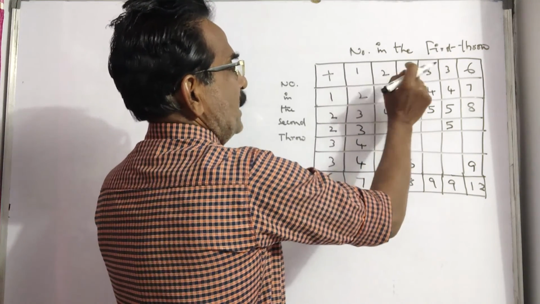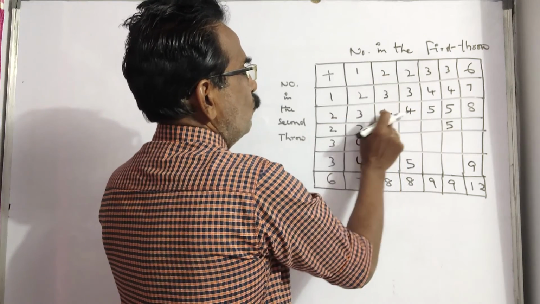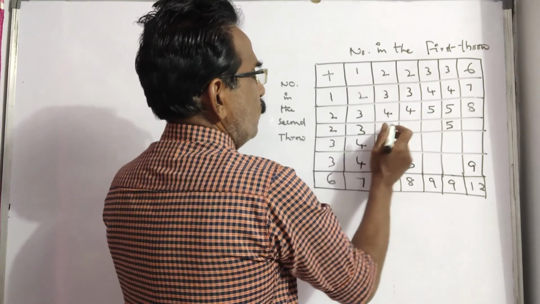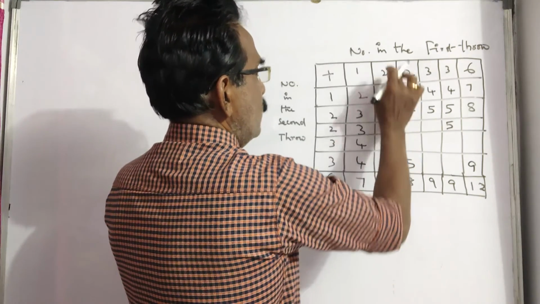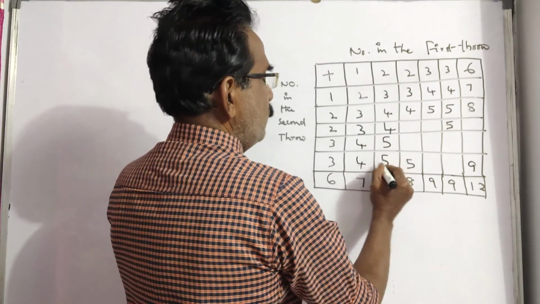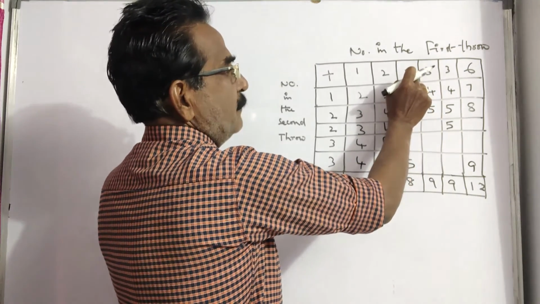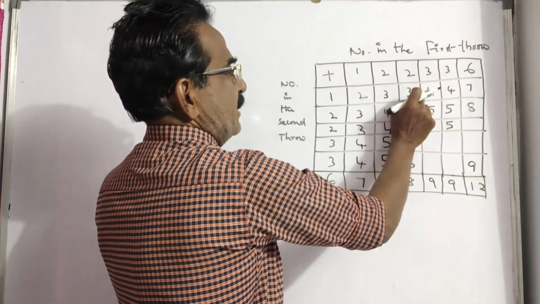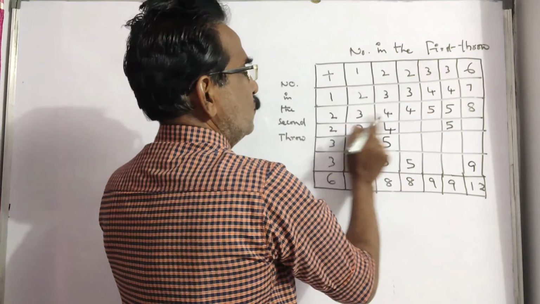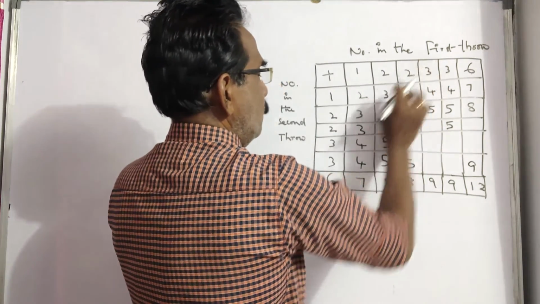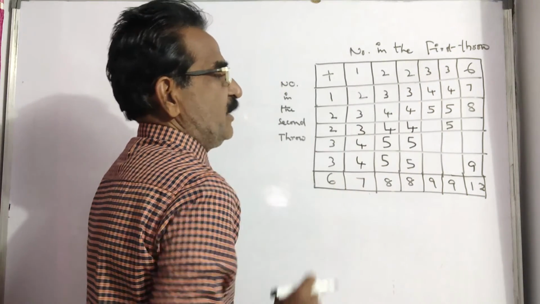Again 2 plus 1, 3. 2 plus 2, 4. 2 plus 2, again 4. 2 plus 3, 5. 2 plus 3, 5. 2 plus 6, 8. Next, coming to this one, 2 plus 1, 3 is given. 2 plus 2, 4 is given. Next 2 plus 2, again 4. 2 plus 3, again 5. So 2 plus 3, 5. This 5 is given to you.